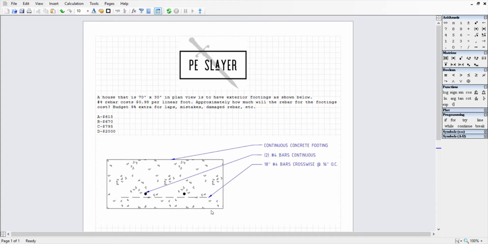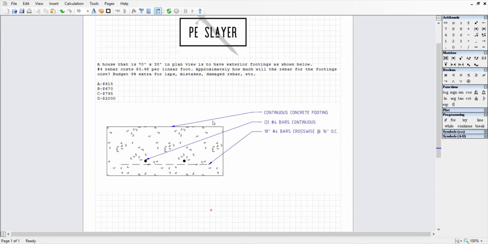We're looking at a quantity takeoff question for the civil breadth portion of the exam. So the question says, a house that is 70 feet by 30 feet in plan view is to have exterior footings as shown below. Number 4 rebar costs 98 cents per linear foot. Approximately how much will the rebar for the footings cost? Budget 9% extra for lapse, mistakes, damaged rebar, etc.